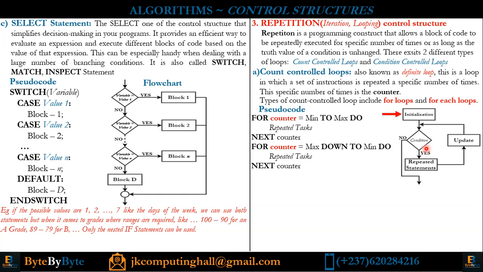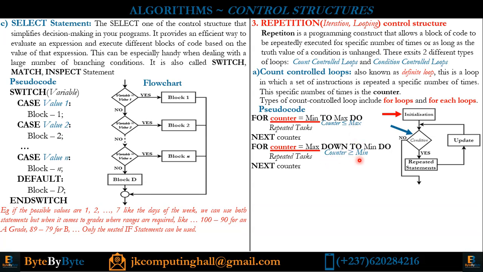When it comes to the initialization, this is what we are talking about. So if I'm converting this to a flowchart, my initialization will be that counter equals to the minimum value that I have. In this case, counter equals to the maximum value. If we are talking about the condition, if we are leaving from a minimum to a maximum, then my condition should be what? Counter less than or equals to maximum. But if you are leaving from a maximum to a minimum, my condition should be counter greater than or equals to minimum.